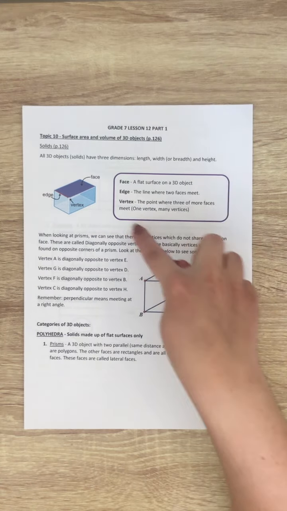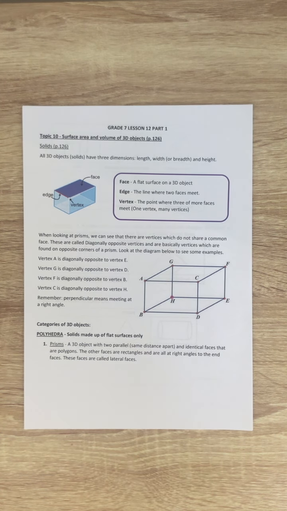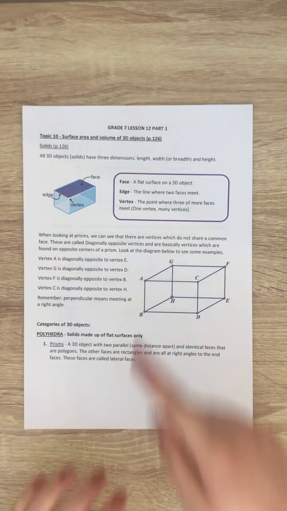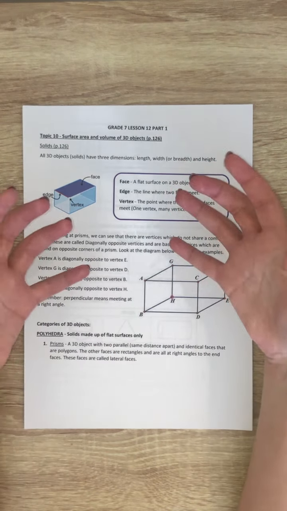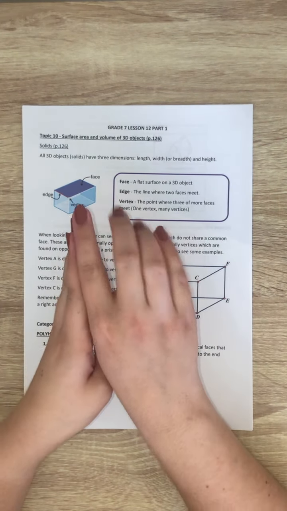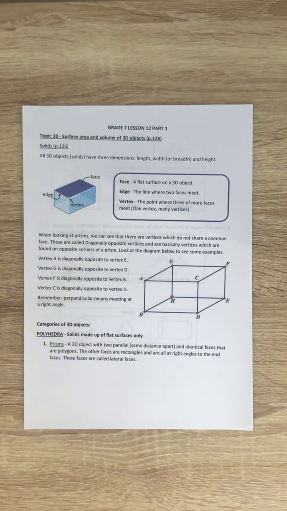Now if you look in the purple block on the side, a face is a flat surface on a 3D object. So if you're looking at a 3D object, it's basically any flat surface we refer to as a face. An edge is the line where 2 faces meet. So if we're talking about a cube, for example, the side of the cube would be the edge.